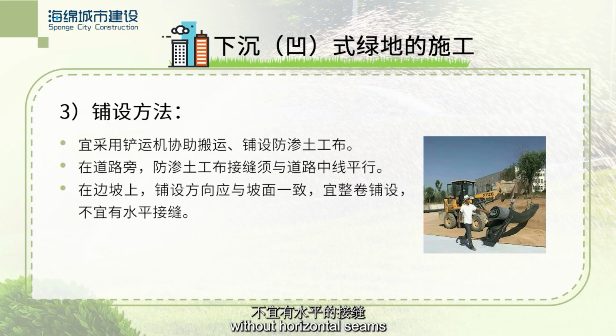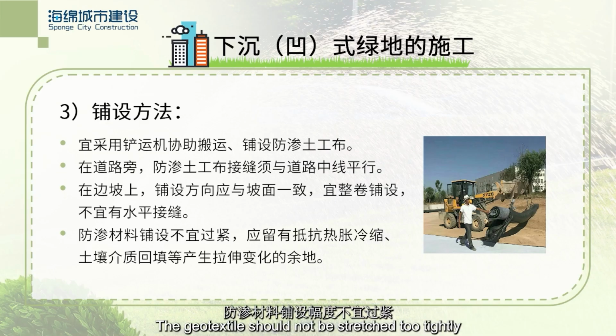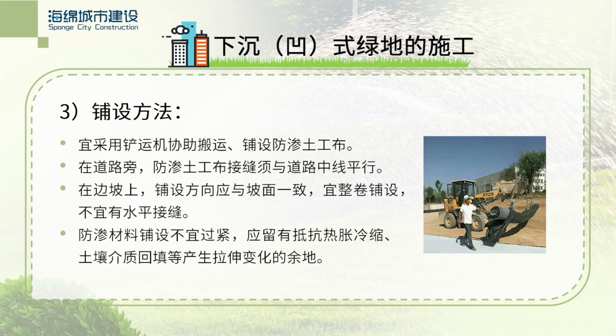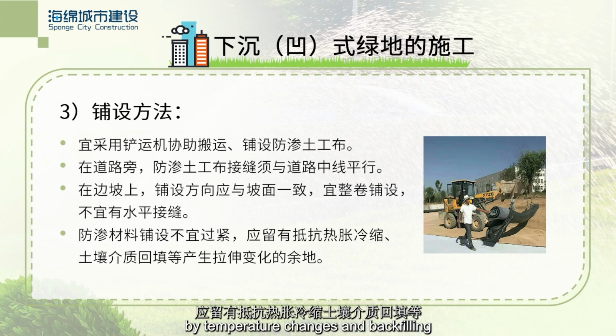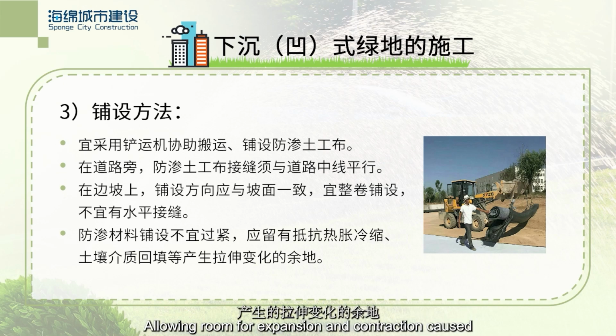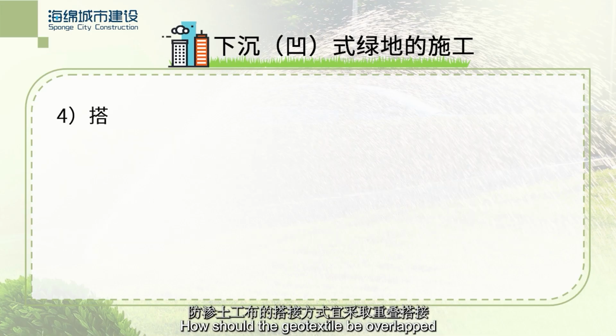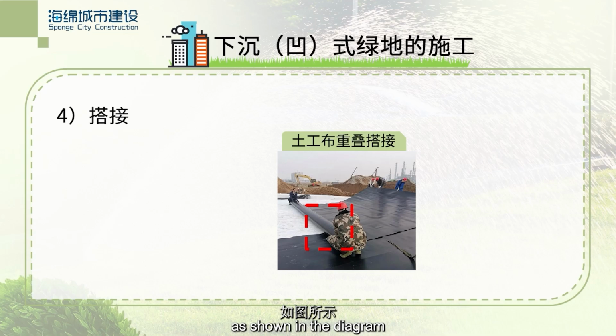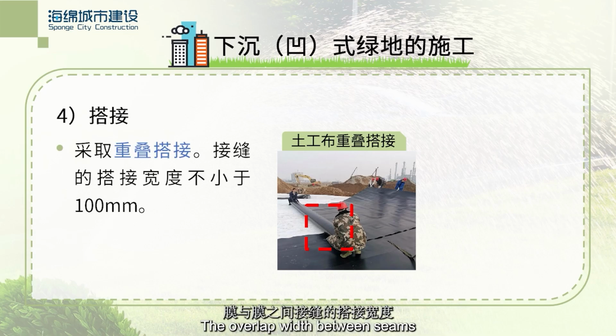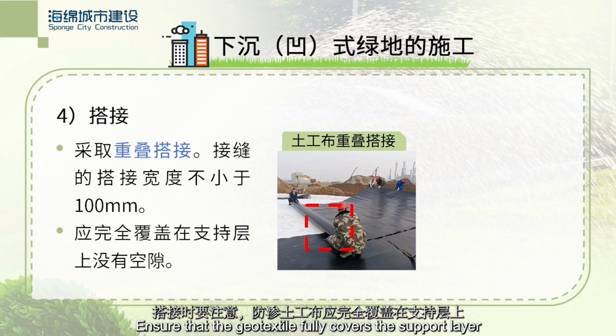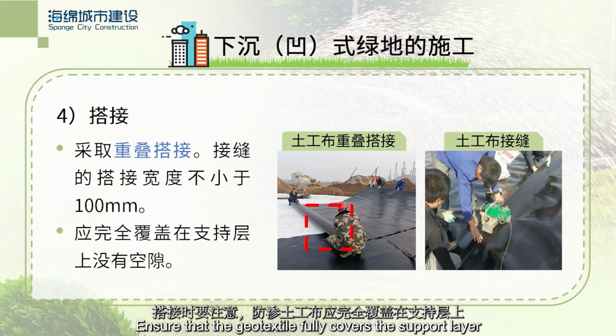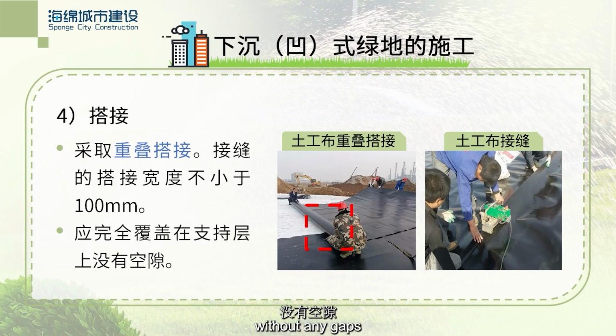Without horizontal seams, the geotextile should not be stretched tightly by temperature changes and backfilling, allowing room for expansion and contraction. How should the geotextile be overlapped? As shown in the diagram, the overlap width between seams should not be less than 100 millimeters. Ensure that the geotextile fully covers the support layer, without any gaps.